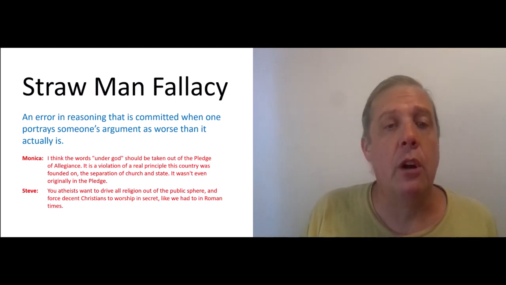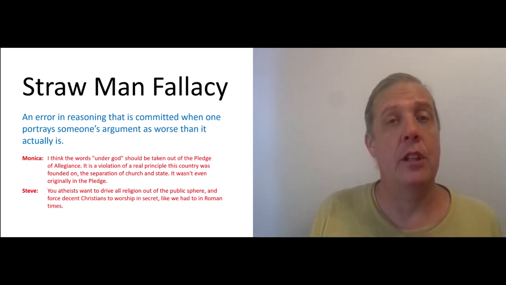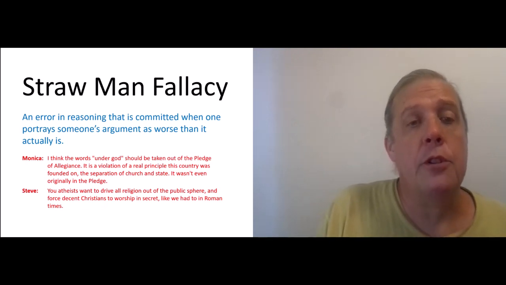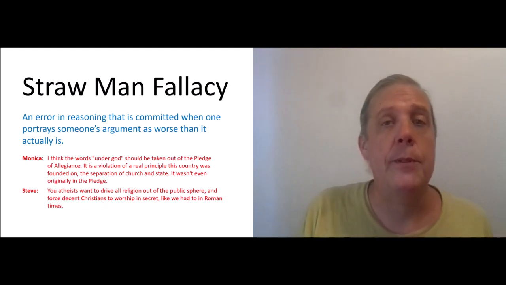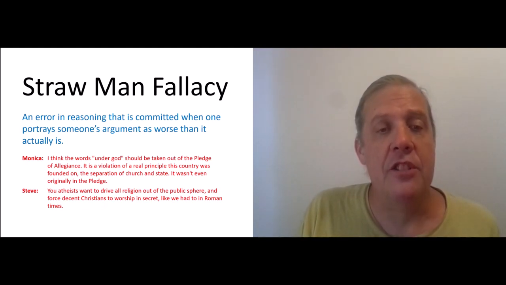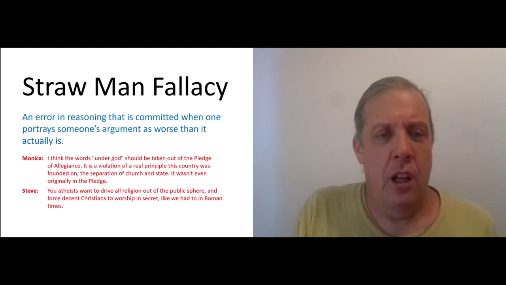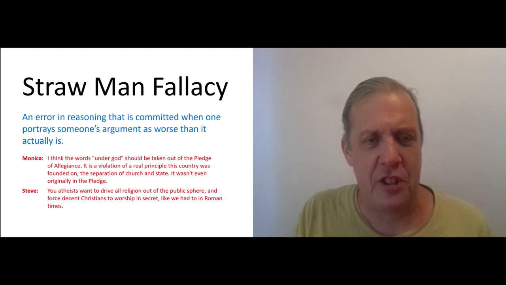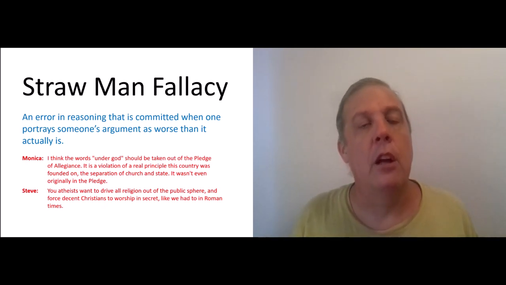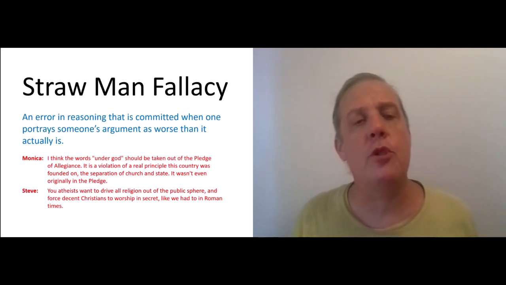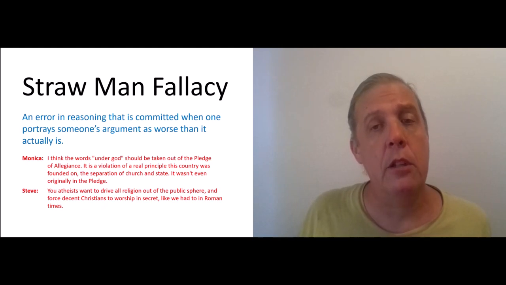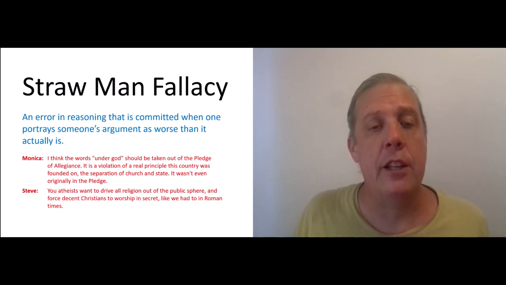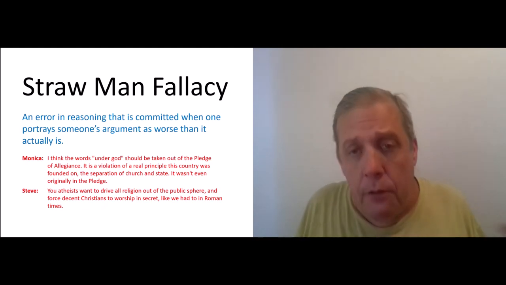So here she's giving an argument. The first statement is her conclusion. The other two statements are premises. And then Steve turns around and says, you atheists want to drive all religion out of the public sphere and force decent Christians to worship in secret like we had to in Roman times. Right, again, he is misportraying the other person's opinion, and that's a fallacy. And so far, this is all great.